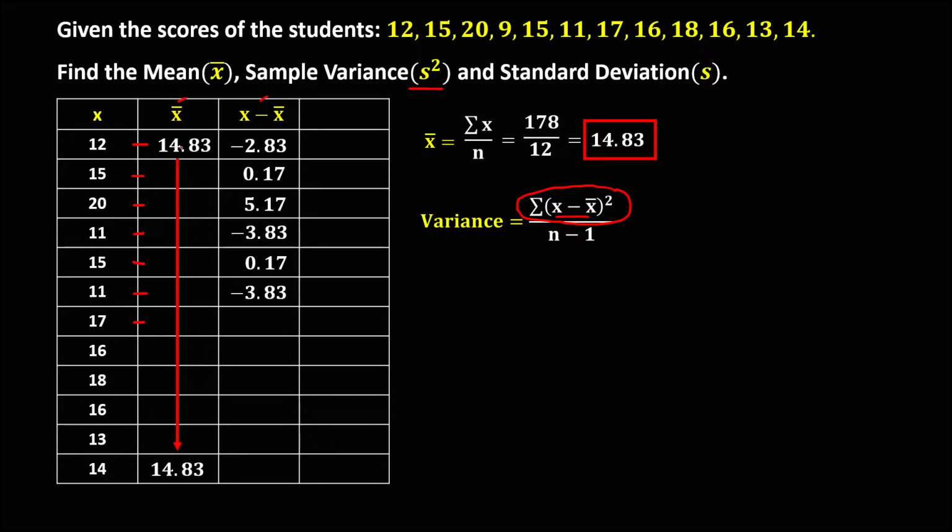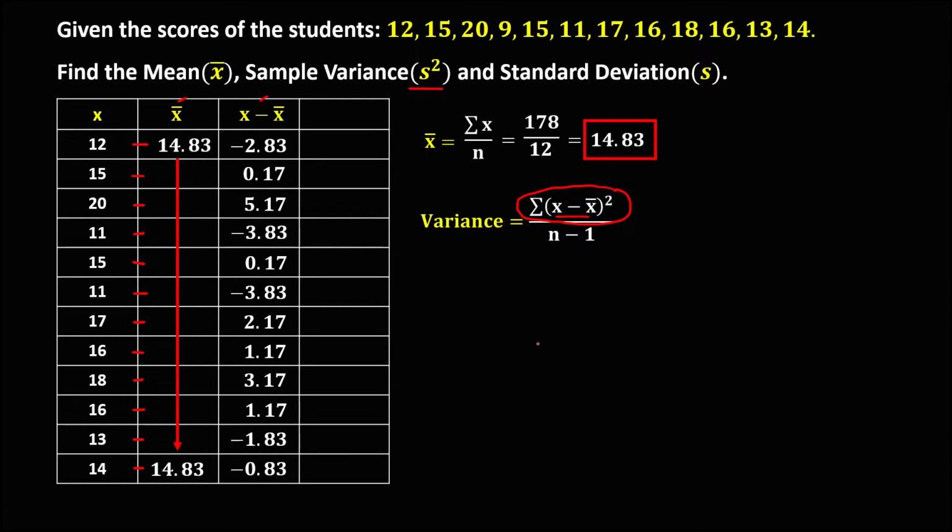Then 17 minus 14.83 is 2.17. 16 minus 14.83 is positive 1.17. Then 18 minus 14.83 is 3.17. 16 minus 14.83 is 1.17. And 13 minus 14.83 is negative 1.83. Then 14 minus 14.83 is negative 0.83.